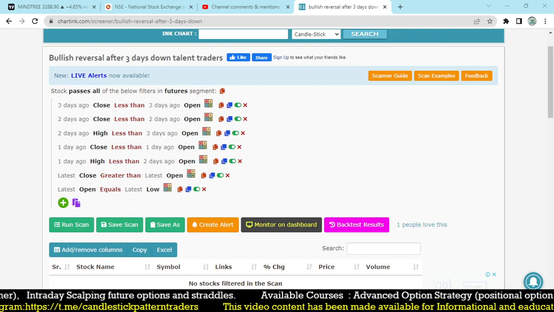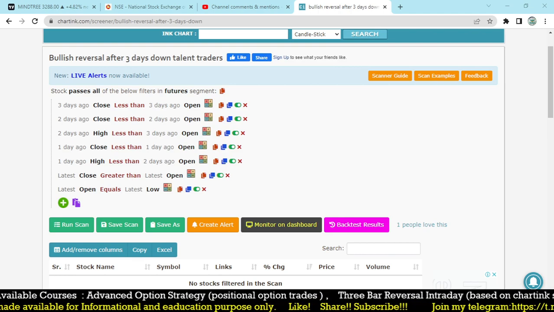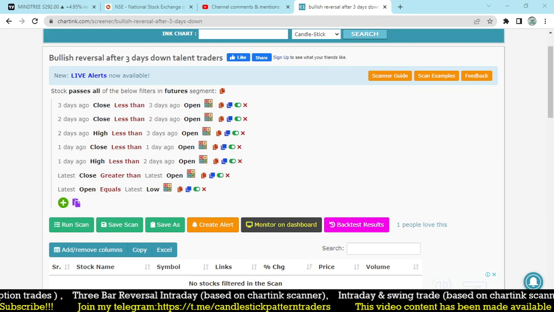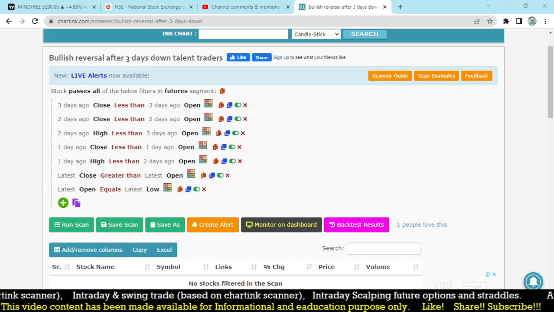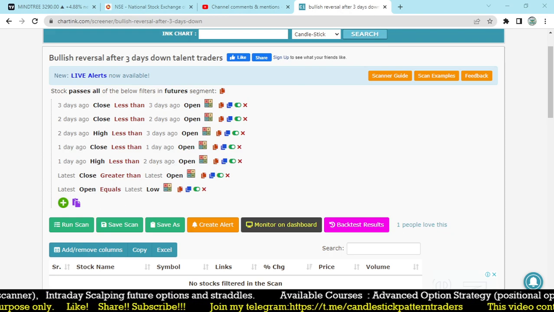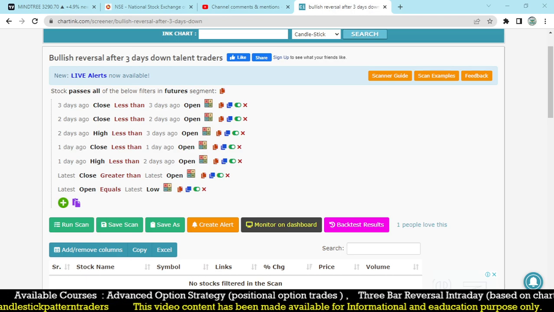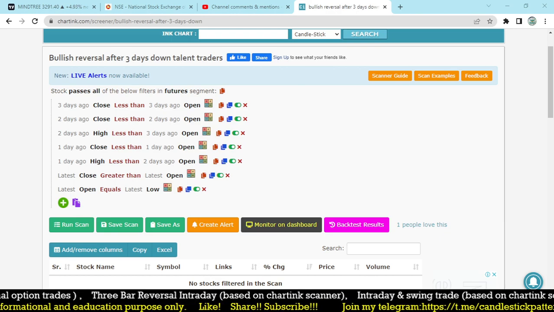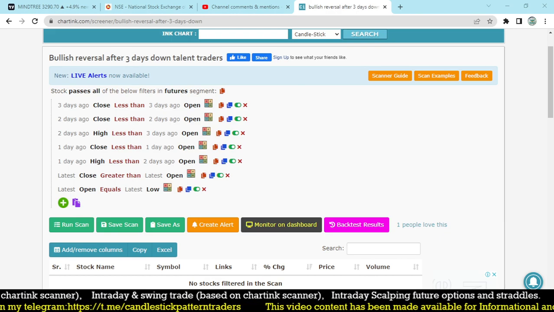In this video, we are going to discuss the scanner which we created yesterday. After 3 days of down in the market, on the fourth day a bullish candle forms with the open low. It was a great place to buy the stock at the very lowest level after consecutive downs. We discussed that in the previous video, and it was giving a good result on backtest.